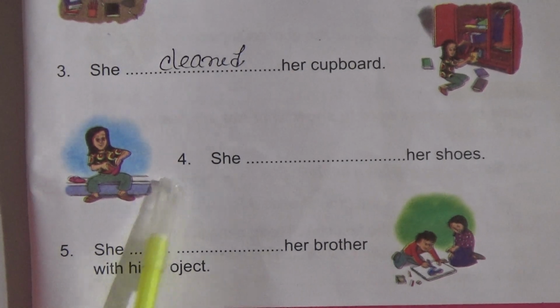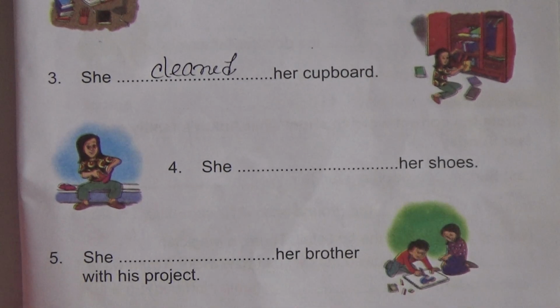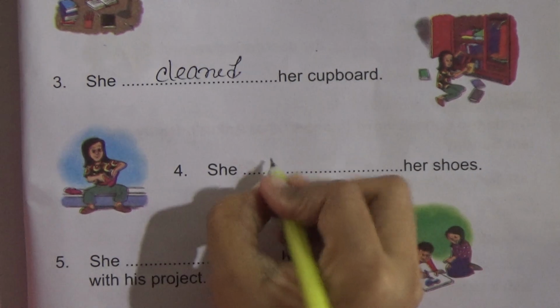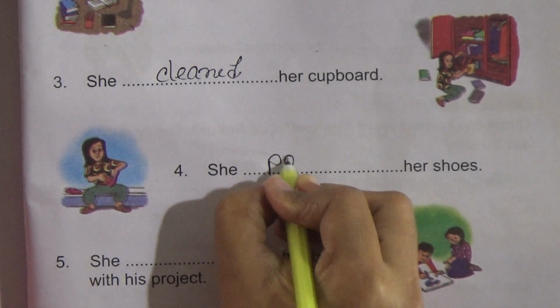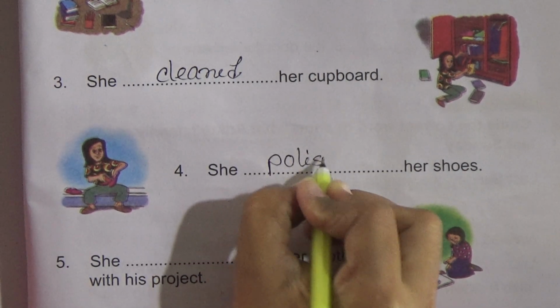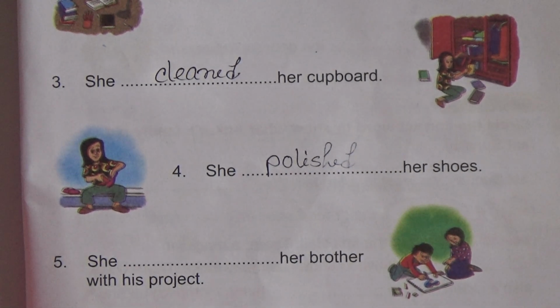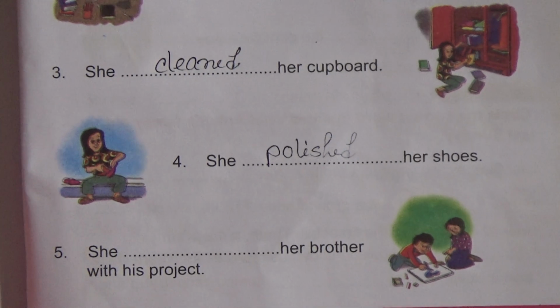Now number 4. She dashed her shoes. So she polished her shoes. P-O-L-I-S-H-E-D. She polished her shoes.